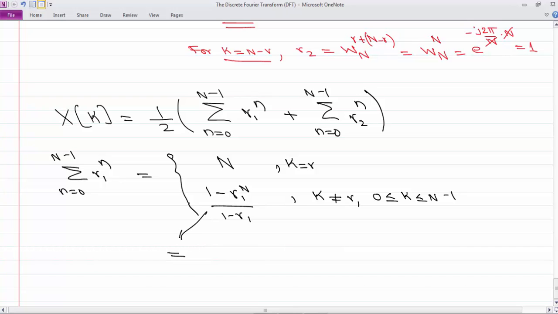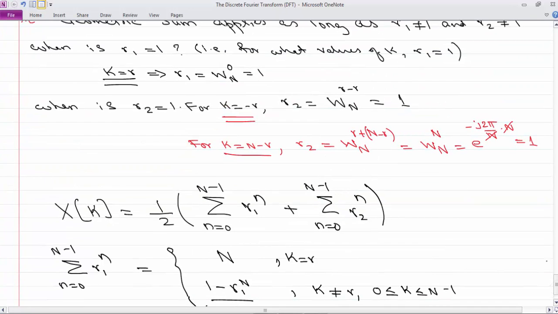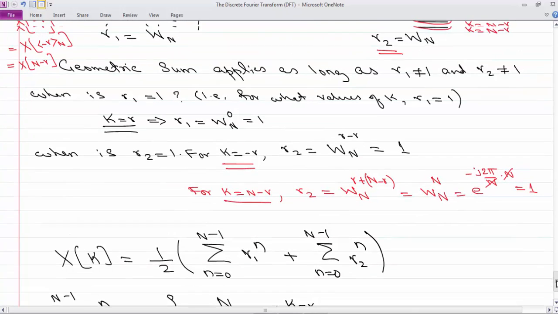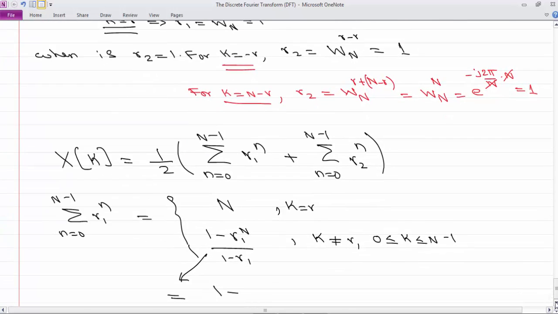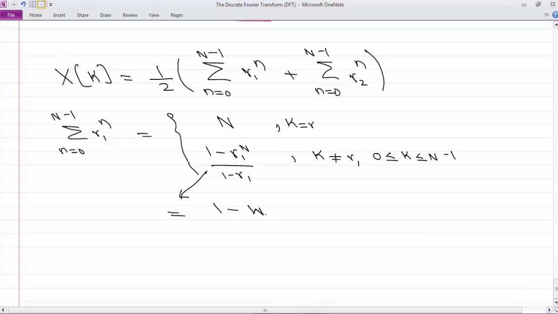And if I compute that, so I'm now writing only this part. So that is 1 minus r1, we had defined it here, it's Wn minus r minus k, so Wn minus r minus k to the capital N over 1 minus Wn minus r minus k. Okay. Now we know that the denominator is of course not 0, so that is fine.